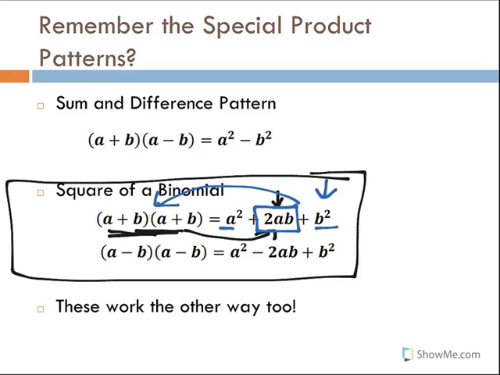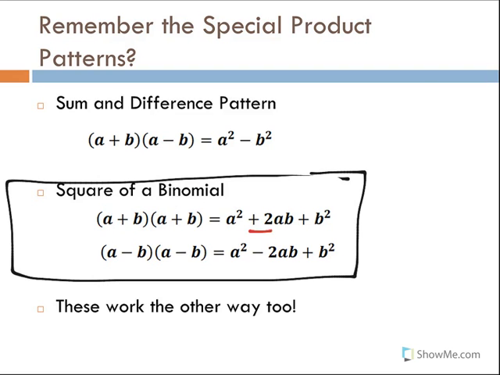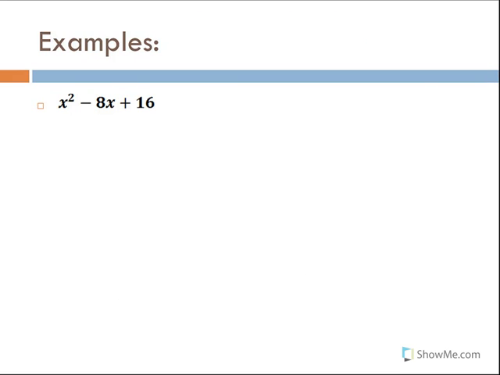And is my middle term 2 times my first and my last? The only difference between the first one listed here and the second one is just your sign. If it's positive, those are positive. If it's negative, these are negative. So let's get right to an example.